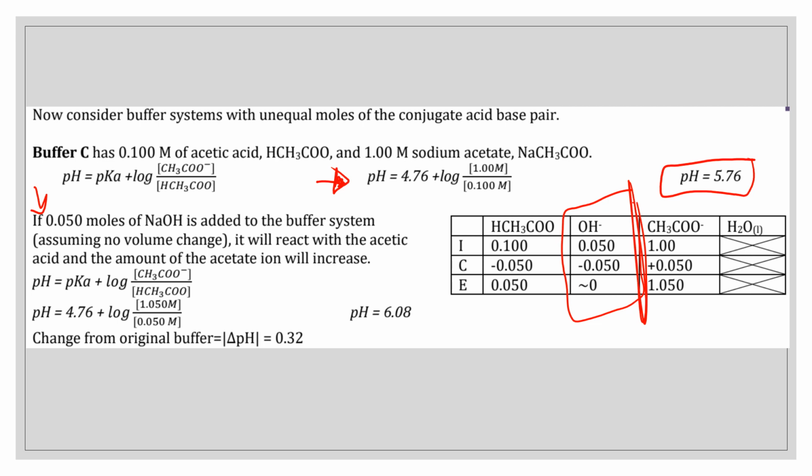Interesting. So then I plug in my equilibrium values here, the conjugate base and the acid, same process. Look at how my pH changes. 5.76, well, it was originally 4.76 when it was equal concentrations. Now it's 5.76, and then it increases to 6.08. So the change from the original buffer is 0.32.